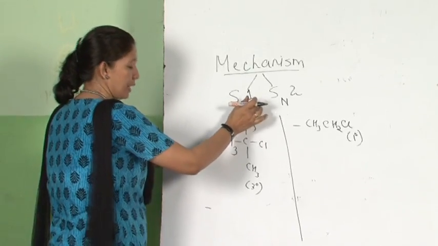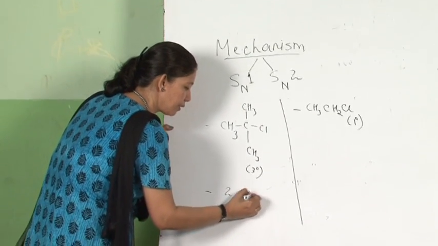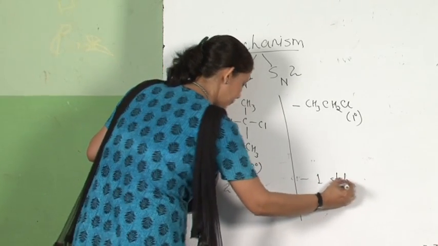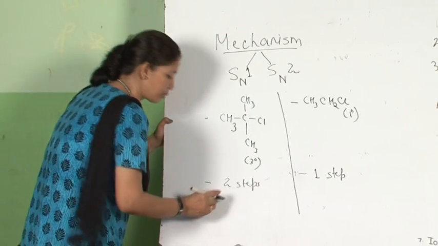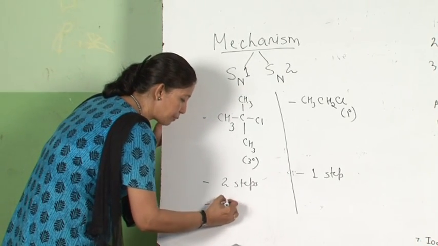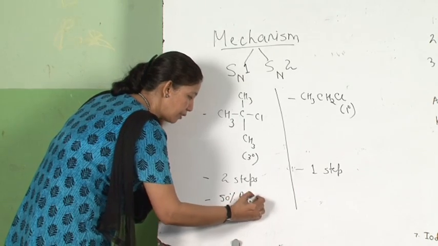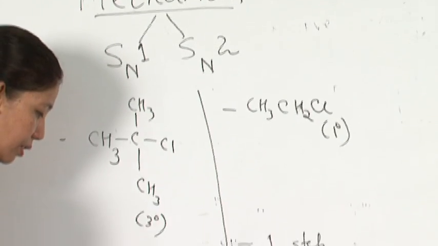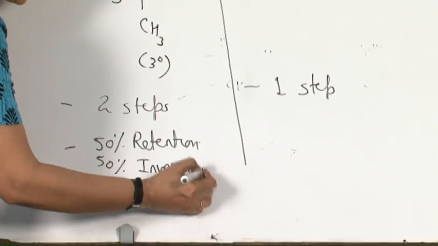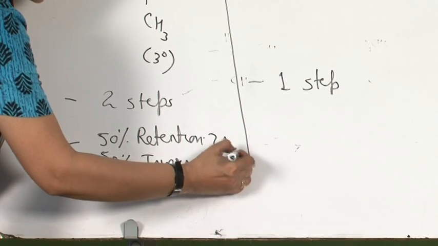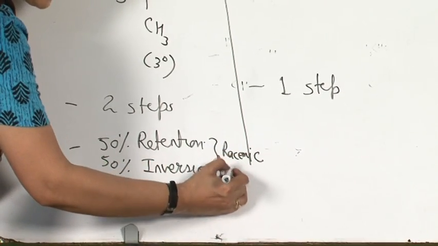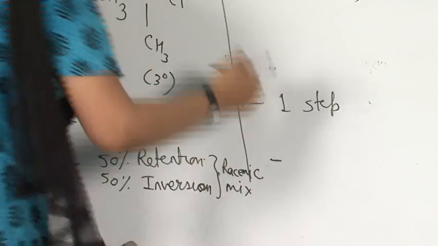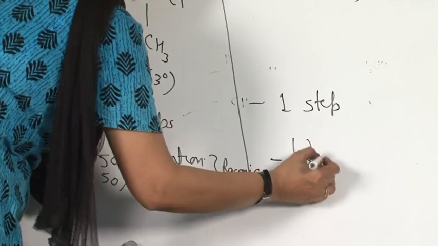In case of SN1, there are 2 steps. In case of SN2, there is only a single step. In this case, there are 2 products formed, that is there is 50% retention as well as 50% inversion, and thus I say that the product is formed as a racemic mixture. Whereas in this case, the product is always formed by an inversion, that is called Walden inversion.